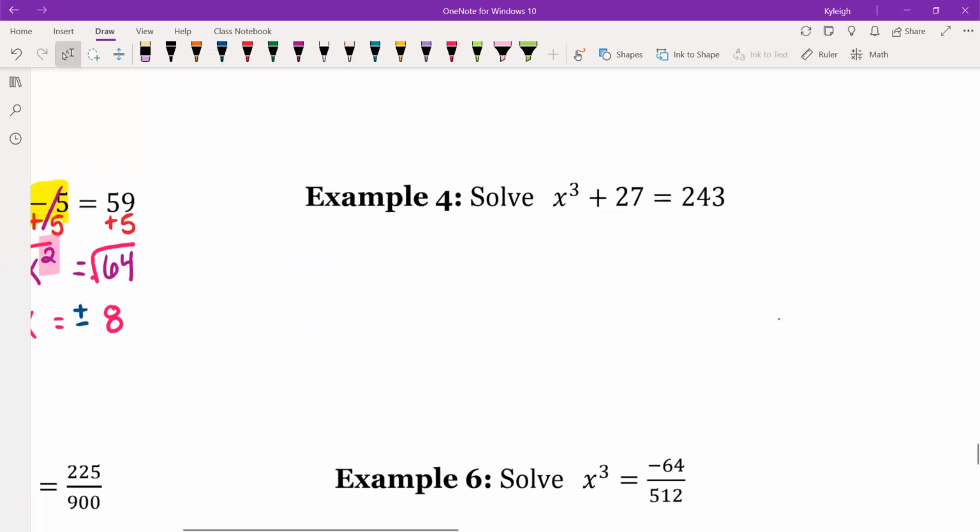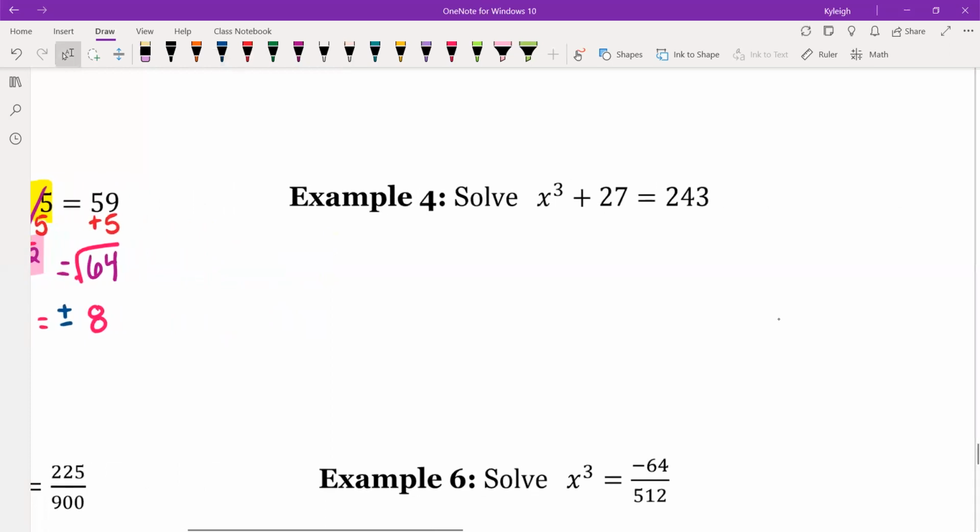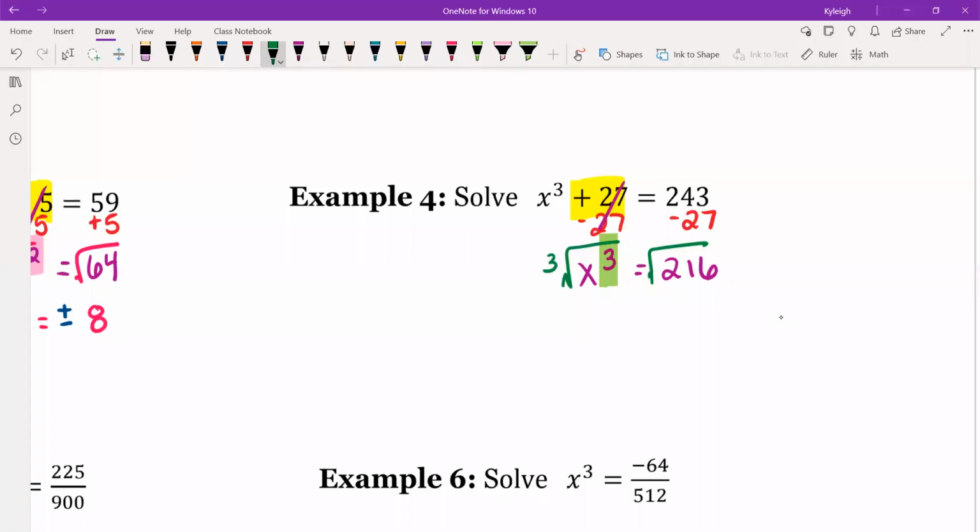So I want you to try example 4 on your own right now. Okay, so far what you should have done is -27 on each side. Then you would have gotten 216. After we get to 216, now we have to take the cube root of each side. And then you should have gotten x equals 6. Okay. So remember, you're showing all of your work. What you do to one side, you do to the other side.